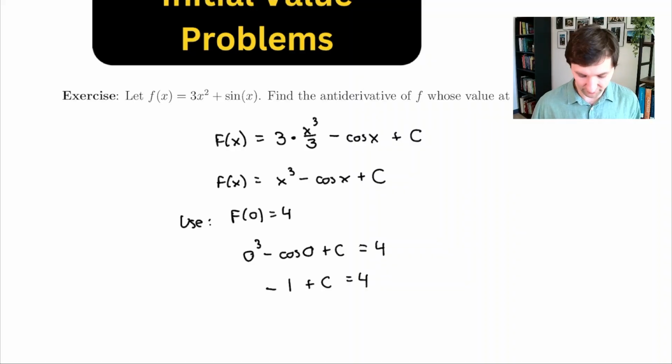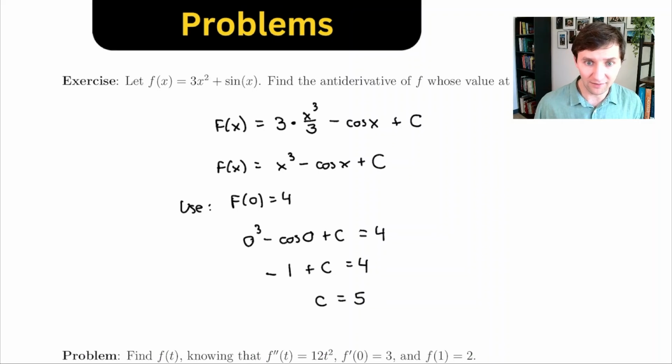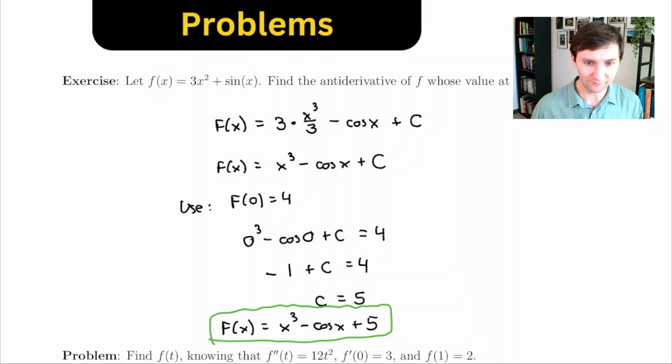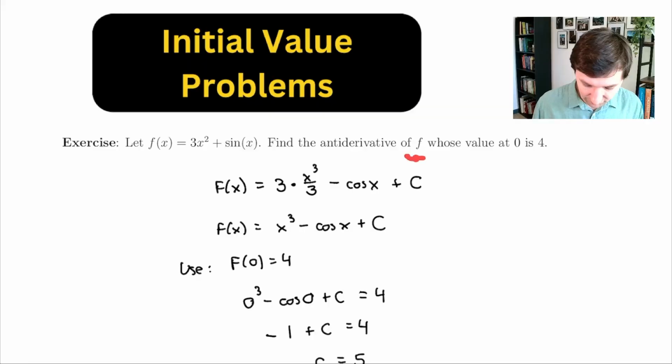Let's add 1 on both sides and you will get that c is 5, which tells you that your antiderivative doesn't have plus c at the end. Your antiderivative is f of x equals x to the third power minus cosine of x plus 5. This is called an initial value problem because you were given the value of the function you were looking for at some point, in this case at 0.